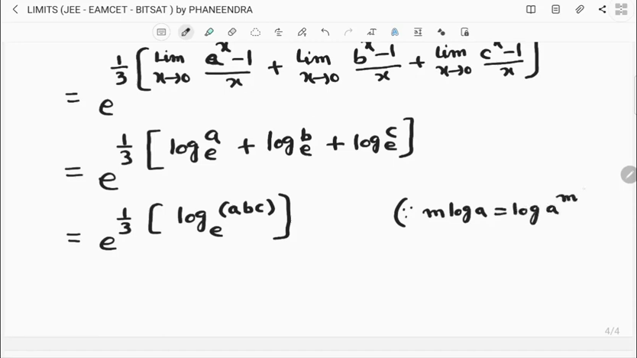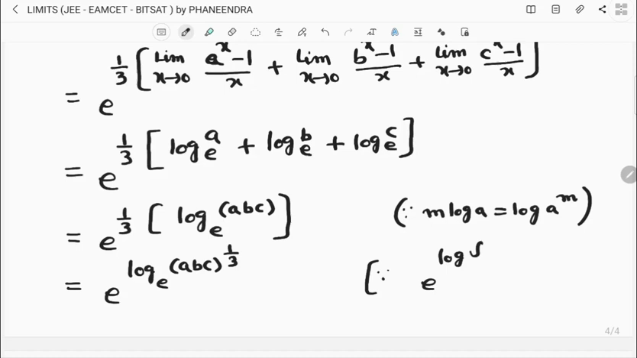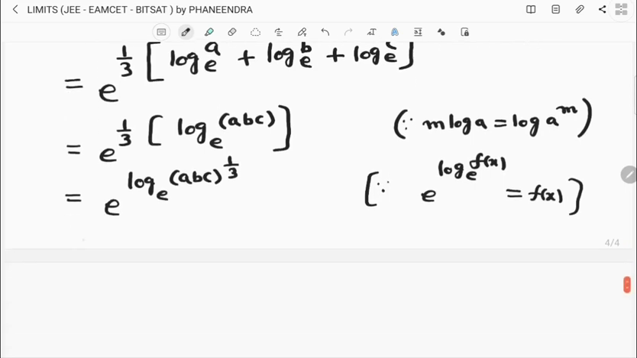Similarly, e power log of abc whole power 1 by 3 to the base e. Again we have another formula, e power log f of x to the base e is equal to f of x. In place of f of x, what value is there here? So abc whole power 1 by 3.